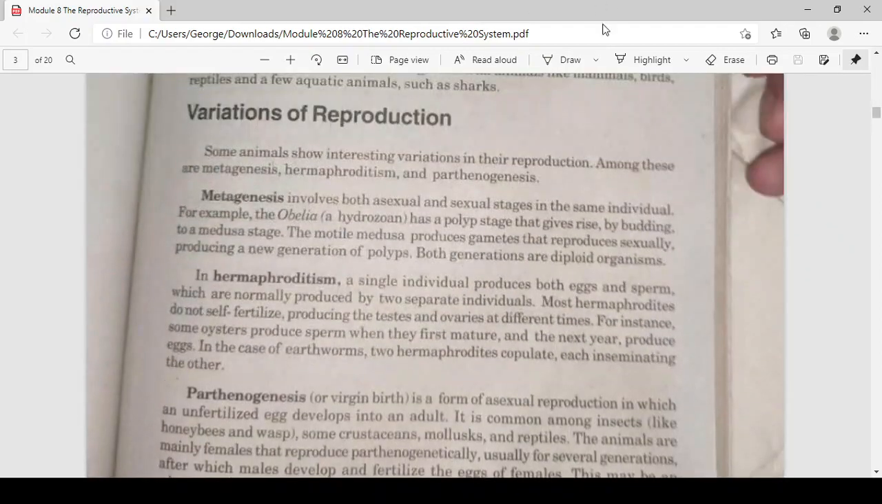So, you have your variations in reproduction. You have your metagenesis, hermaphroditism, and parthenogenesis. So, kids, first, metagenesis involves both sexual and asexual stages in the same individual. For example, the Obelia has a polyp stage that gives rise by budding to a medusa stage. The motile medusa produces gametes that reproduce sexually by producing a new generation of polyps.